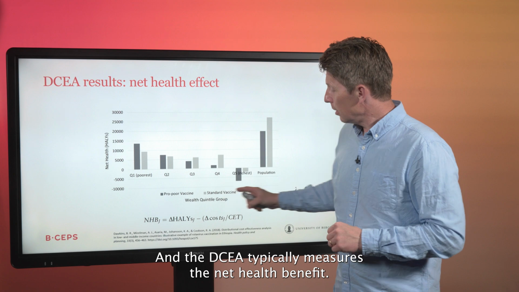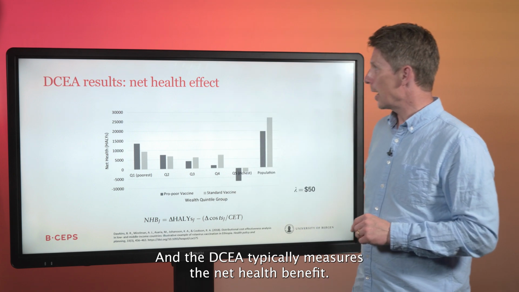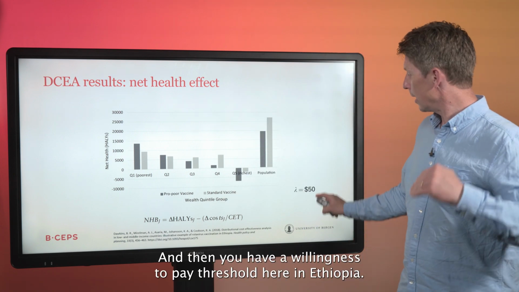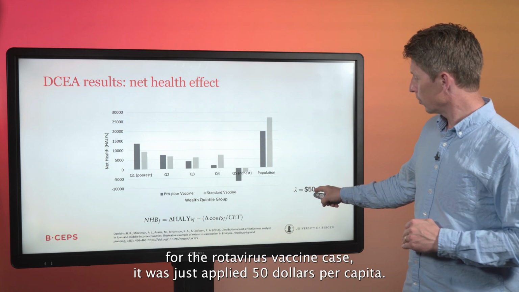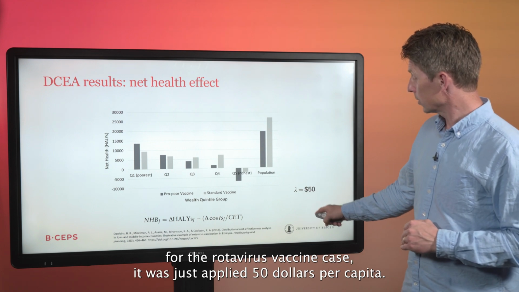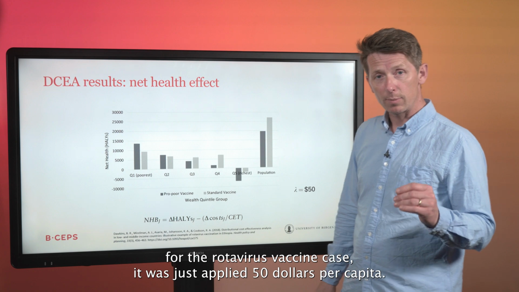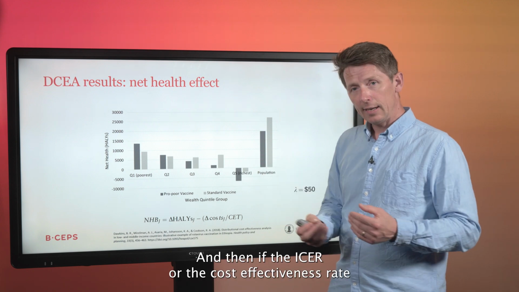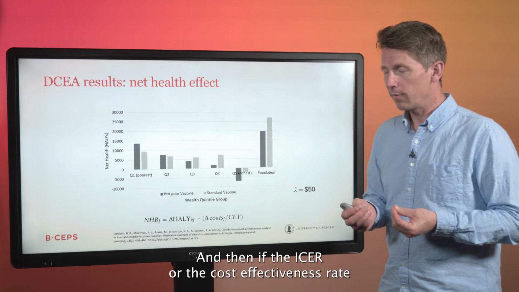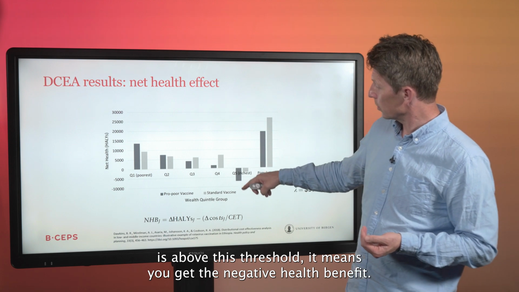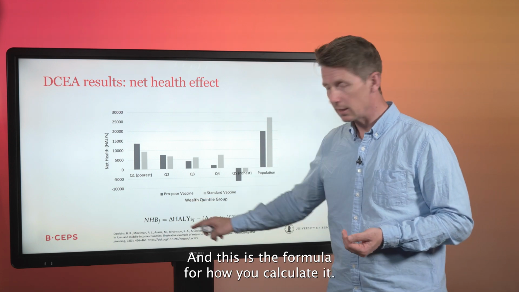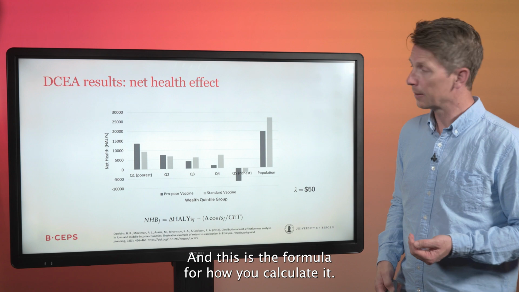And the DCEA typically measures the net health benefit. And then you have a willingness to pay threshold. Here in Ethiopia, for the rotavirus vaccine case, it was just applied $50 per capita. And then if the ICER, or the cost effectiveness ratio, is above this threshold, it means you get a negative health benefit, and this is the formula for how you calculate it.